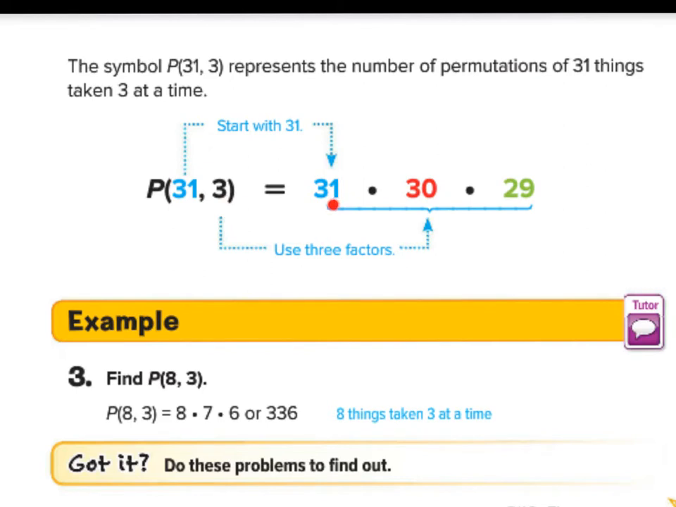So we will take the first one, then we take the second one, and we take the last one. So we use these three as factors. So we first start with 31 flavors. Then after we choose one, we only have 30 flavors. And then after we choose one of those, we have 29 flavors. So we find the product of these three factors.